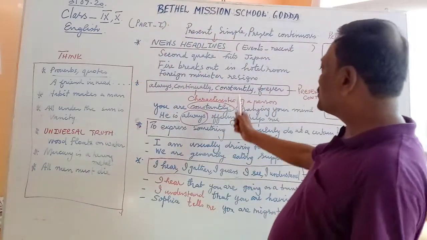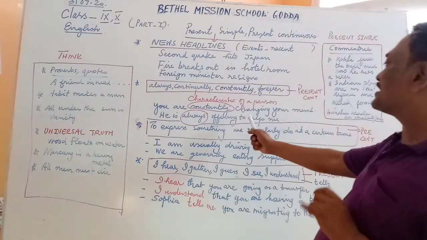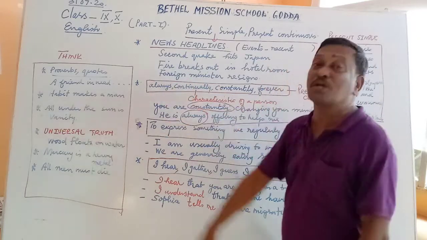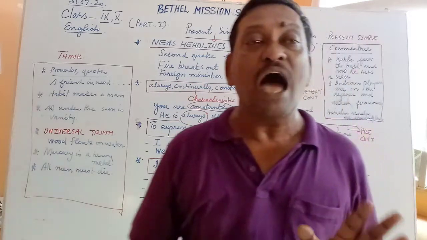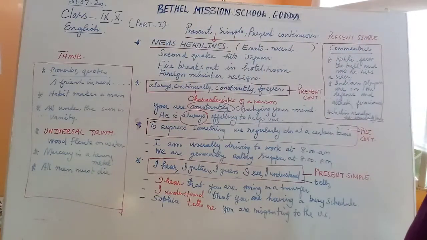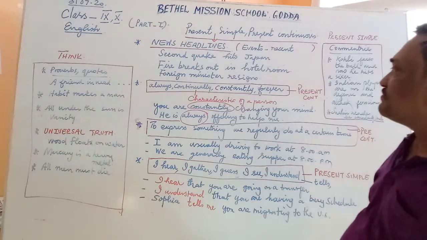So, in order to talk about the habit, we use the present continuous tense and we use adverbs of frequency. They have to be used to express something we regularly do at a certain point of time.